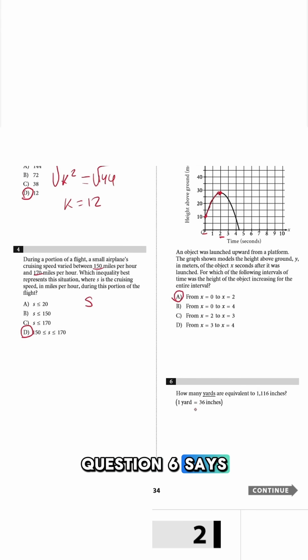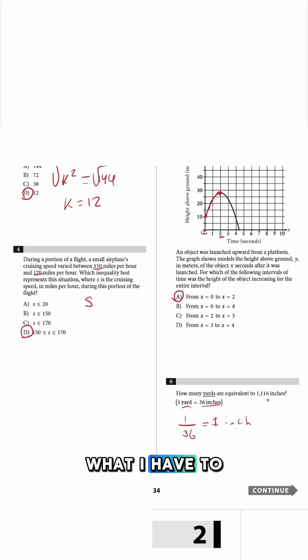So question 6 says, how many yards are equivalent to 1,116 inches? Well, okay, since 1 yard is 36 inches, I need to think how many yards are 1 inch. So what I can say is, using that, I know that 1 yard is 36 inches, so 1/36 of a yard is 1 inch.